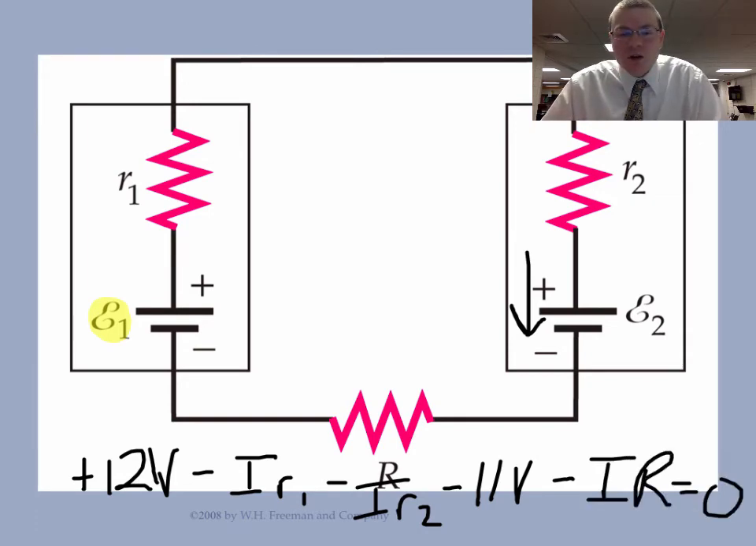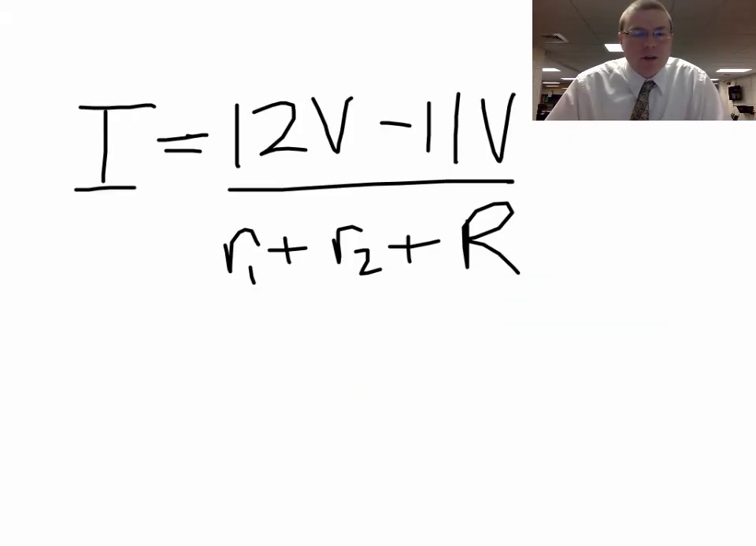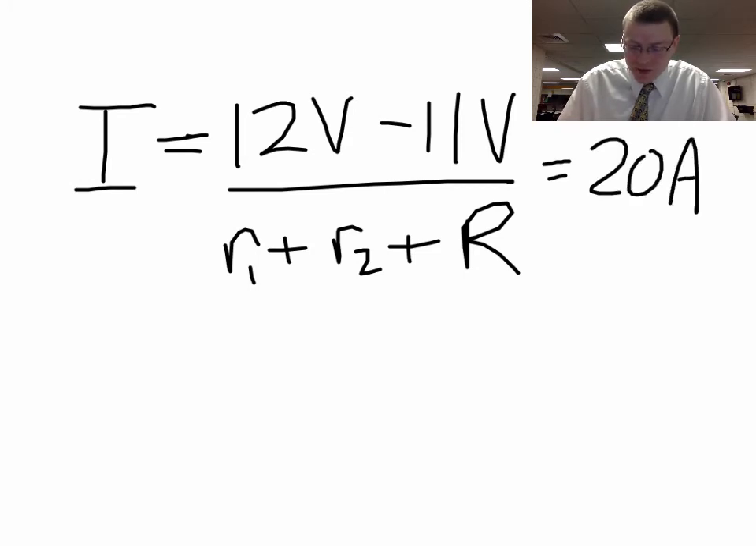Loop rule says that all those volts must add up to 0 in the end, and so this is how we set this up. You can see I know voltages for the two batteries, and I know each of the resistances. So let's solve for I. Rearranging and doing some algebra, this is what you should get. I should get 12 minus 11 divided by each of the resistances in that setup. So if I do that, what you end up with is around 20 amps. So I have 20 amps of current that flow through that circuit.